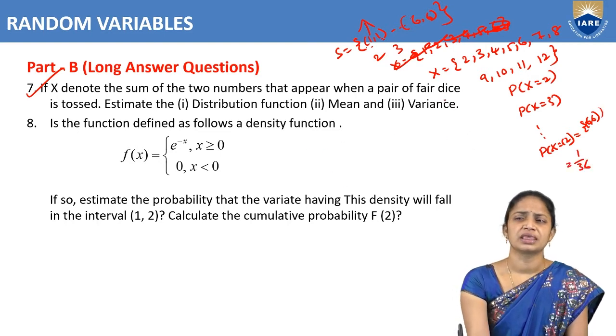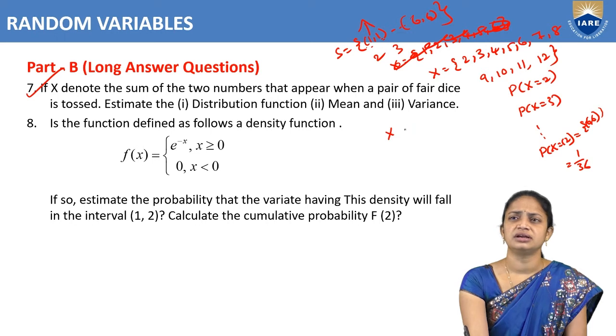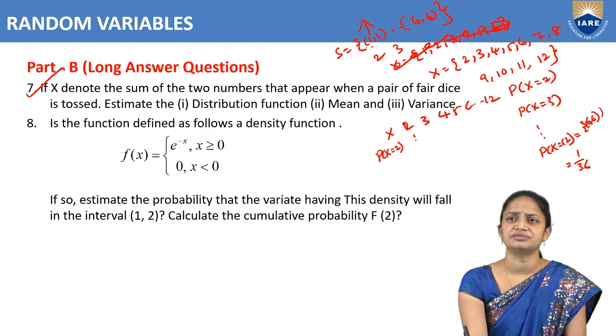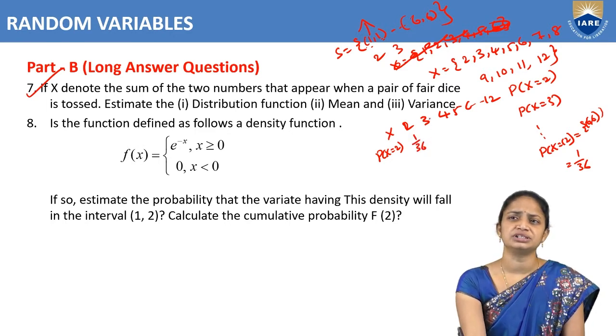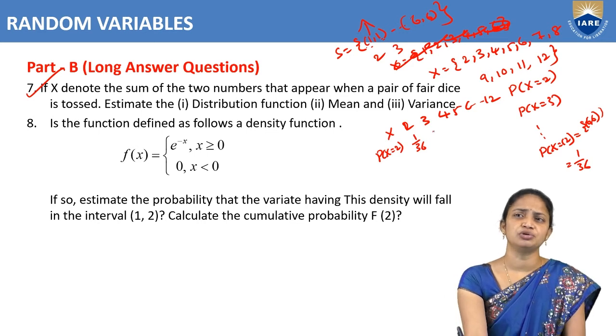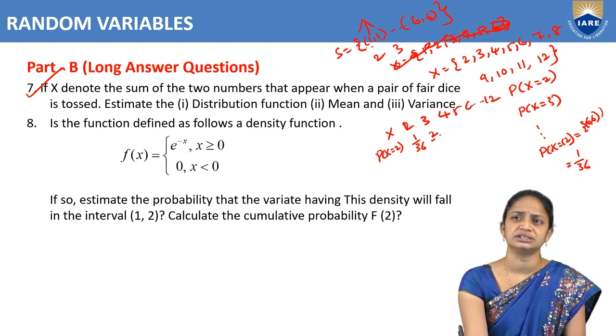Okay. So from that we can write the distribution table. So see, x is 2, 3, 4, 5, 6 up to 12. So p of x equal to 2 means 1 plus 1 is 2, that is 1 by 36. For 3, 1 plus 2 is 3 and 2 plus 1 is 3, so that is 2 by 36. Then 3 by 36 we'll get like that.